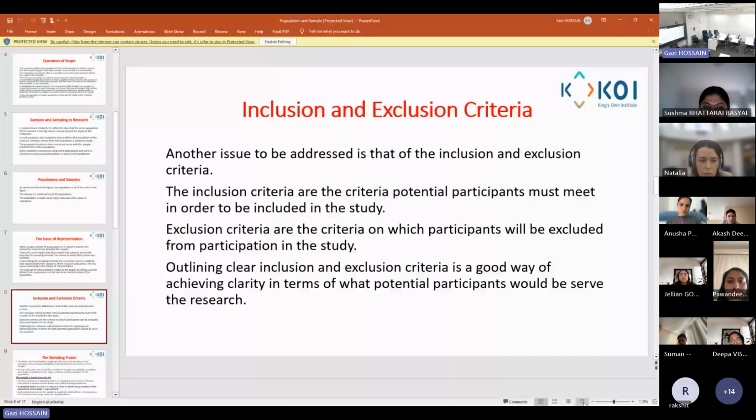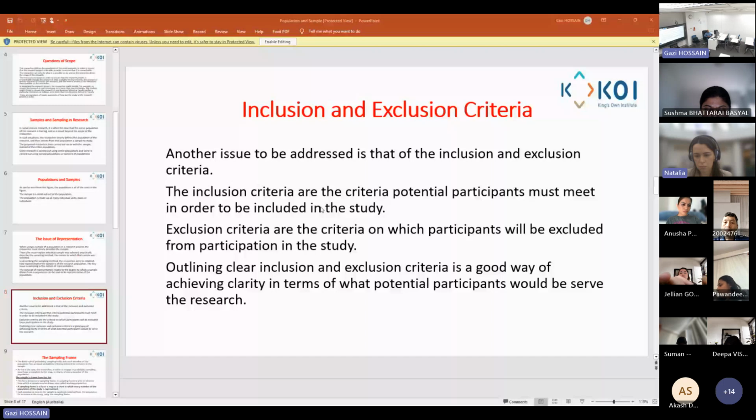As you can see, the inclusion criteria are the criteria a potential participant must meet in order to be included in the study. For example, we will be collecting data from higher degree international graduates.